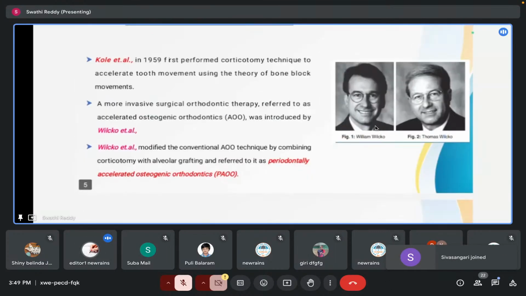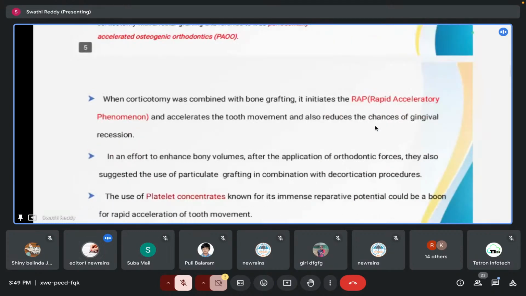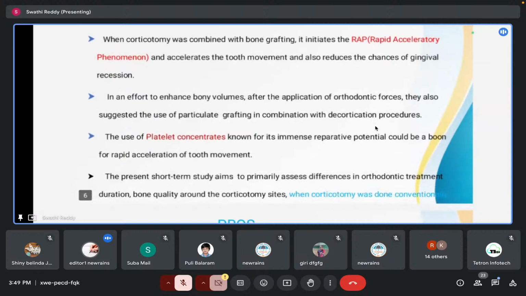What is Vilcodontics? Vilcodontics is a close relationship between orthodontics as well as periodontic specialities, and the term has been introduced by Wilcko et al. Wilcko et al. showed that in accelerated osteogenic orthodontics, we do decortication, we give corticotomy cuts for the active tooth movement. Whereas periodontally accelerated osteogenic orthodontics is along with the decortication, we add bone grafting materials. Among the bone grafting materials, there are different graft materials: autografts, xenografts, allografts, etc.